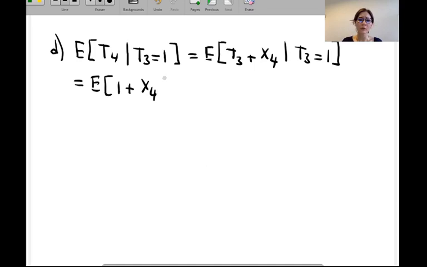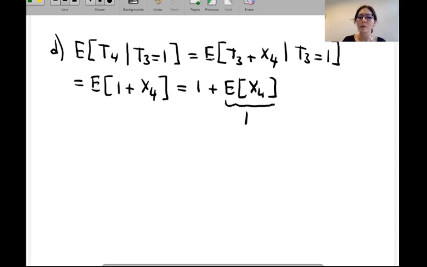Now I could still continue writing conditioning on T3 equals 1, but X4 is independent of T3. So I could actually remove that conditioning. Since these are independent, conditioning on this does not add anything at all after this point on. So this is equal to 1 plus expectation of X4. But now we know that the inter-arrival time is an exponential random variable with mean 1 over lambda. So you get this as 1 plus 1 over lambda. Putting in lambda equals 2, you get 3 over 2.